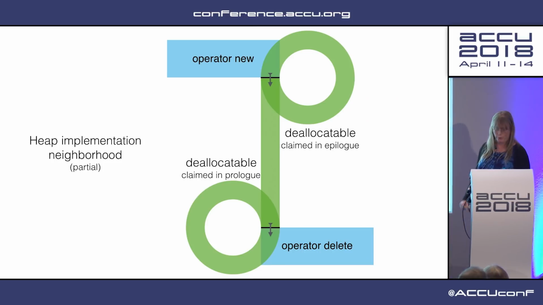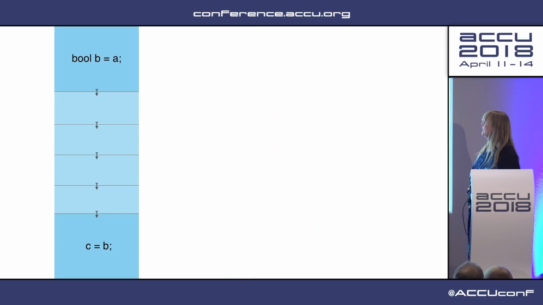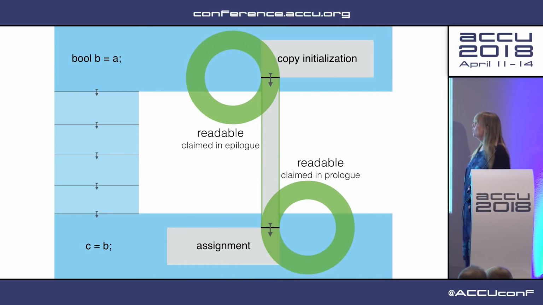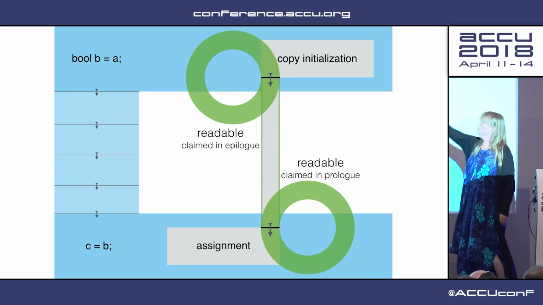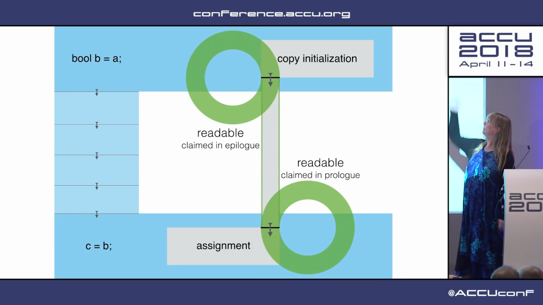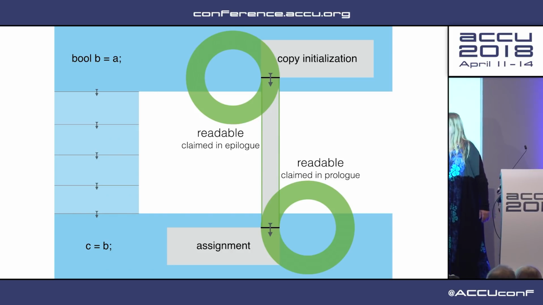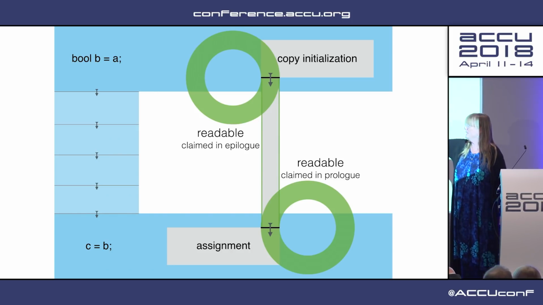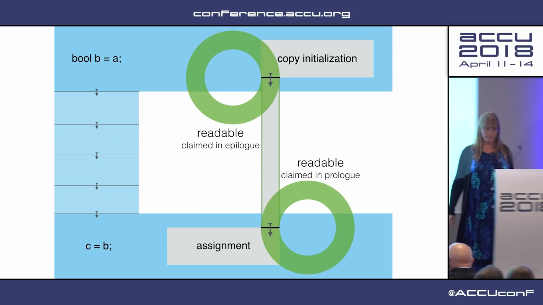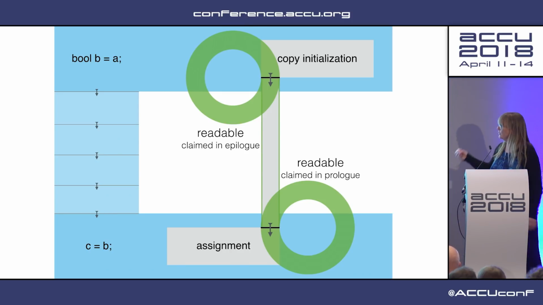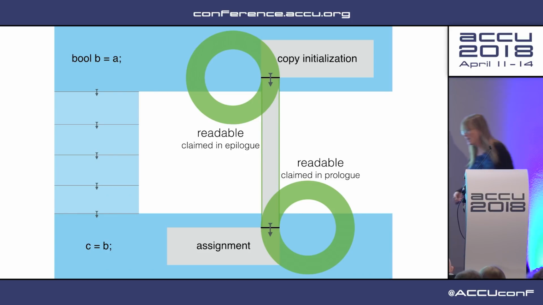And the same thing is true for other sorts of capabilities. If we have a copy construction and an assignment here, we know that readable is a postcondition of copy initialization, and readable on B is a precondition of this assignment. So there's a tunnel that runs from that statement to that statement, a tunnel through time.